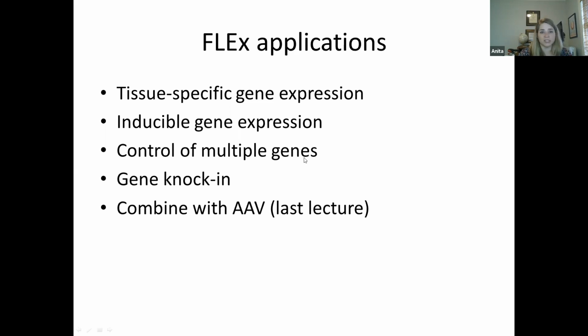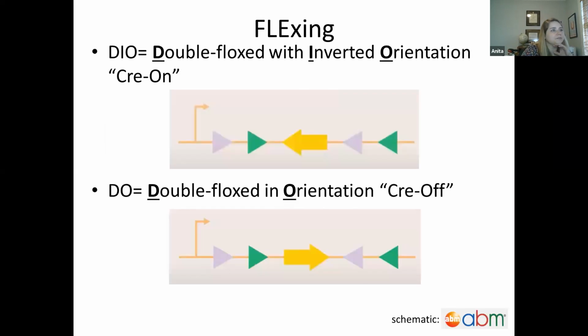You can control multiple genes. As I just showed you, they were switching GFP and LacZ from one orientation to the other, so you can imagine how you could control multiple genes in other settings. Obviously, you can do a knock-in. I'll show you how that works, and that basically uses two different LOXP sites on two different sequences. Then you get that reaction because you have the matching pairs on different pieces of DNA. And then, of course, you can combine it with expression of AAV. We talked about that a lot in the last lecture, using AAVs to express in specific cells.